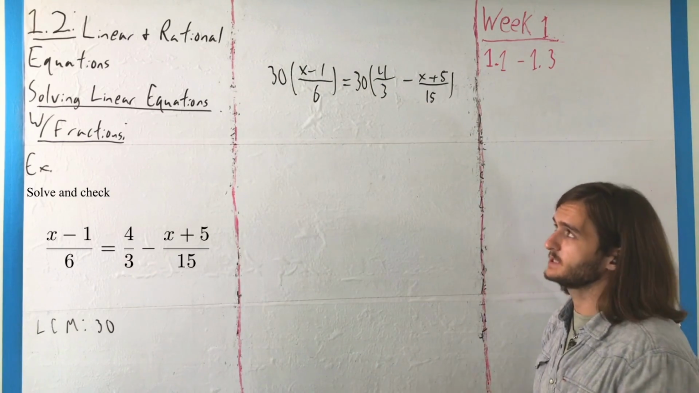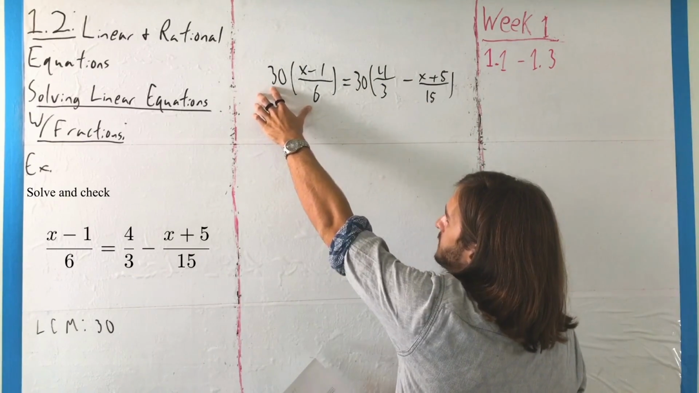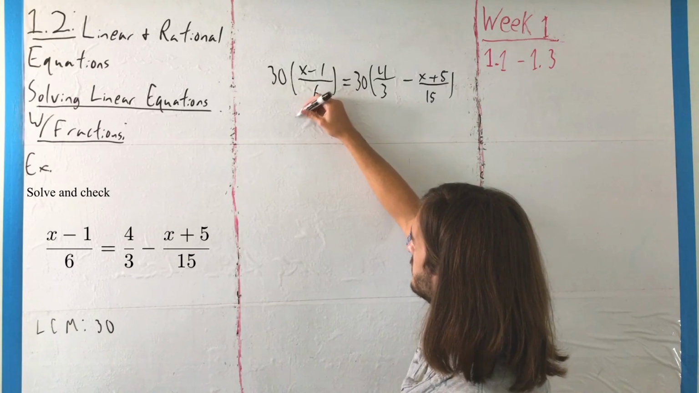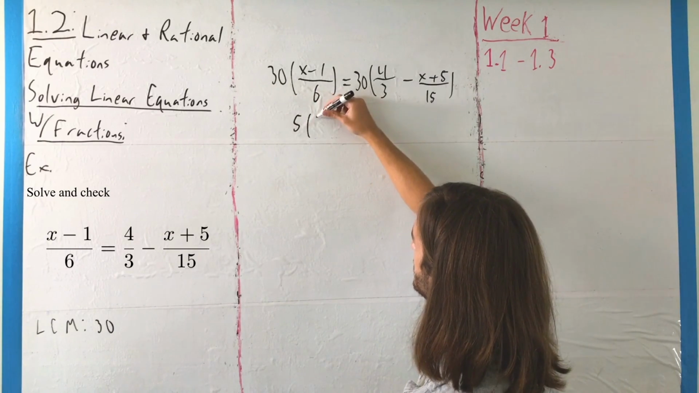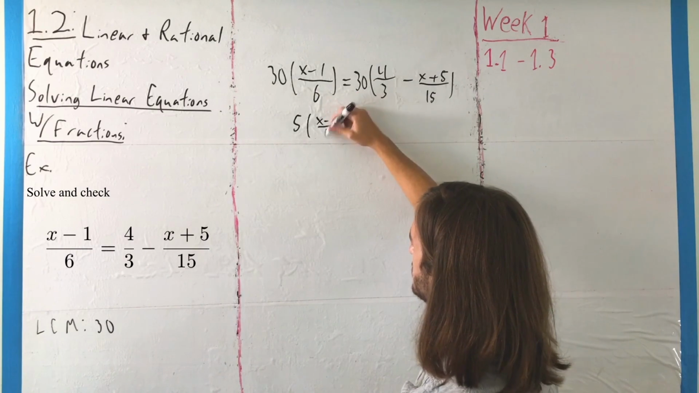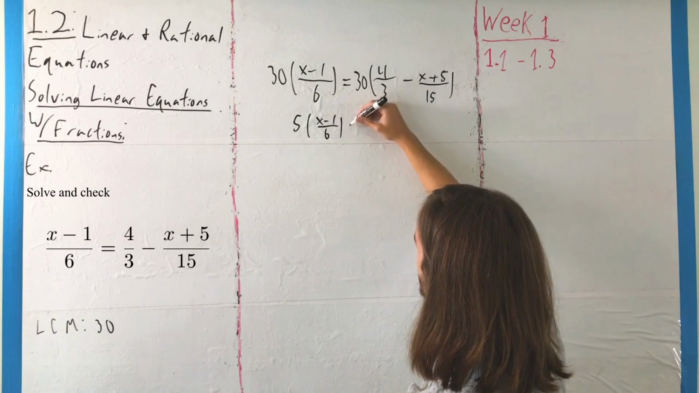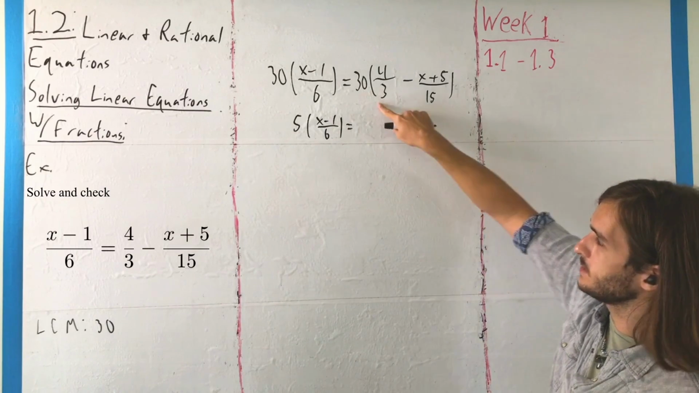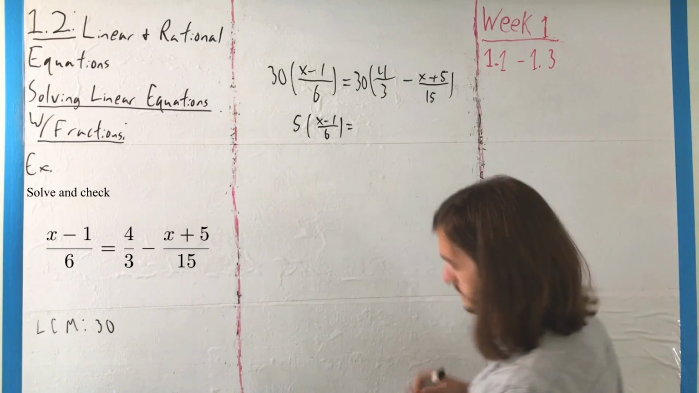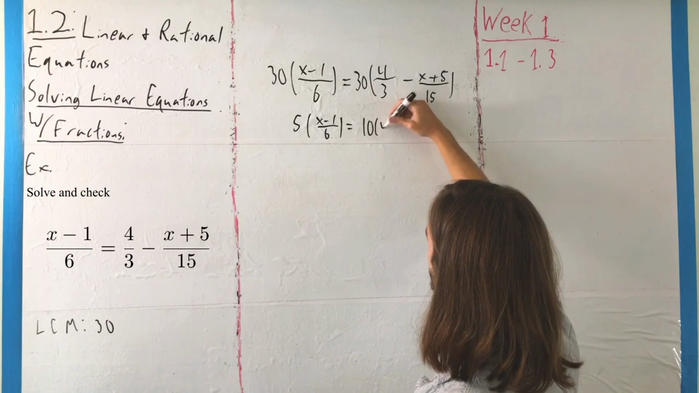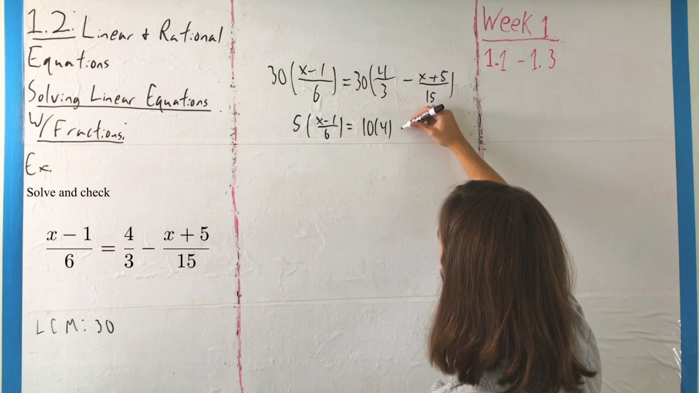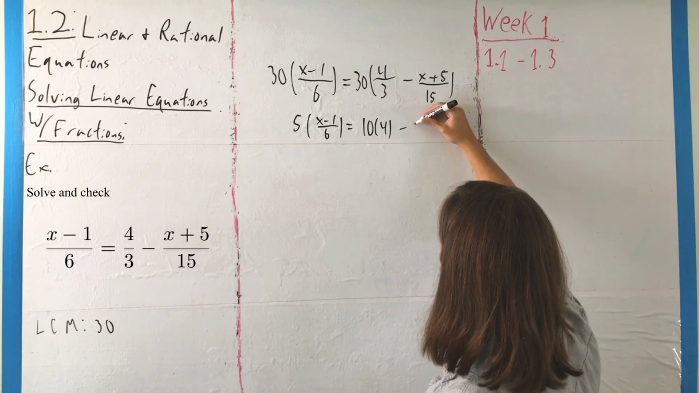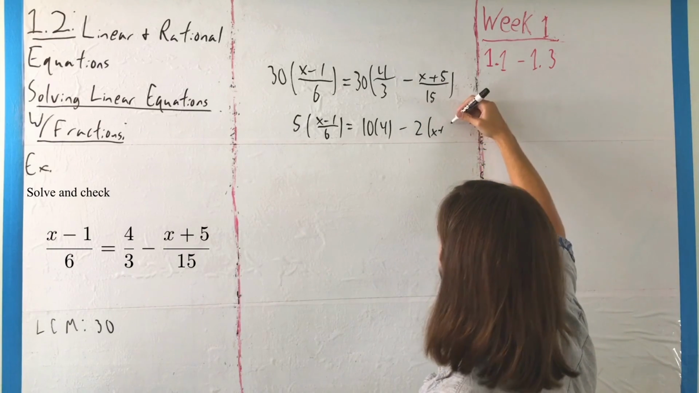And the reason why I multiply both sides by 30 is we can put that 30 into 6 and be left with 5 times (x minus 1). And then over here, we multiply in that 30. 30 and 3 would leave 10 to go with that 4. And minus, using distribution, 30 goes into 15, leaves 2 times (x plus 5).